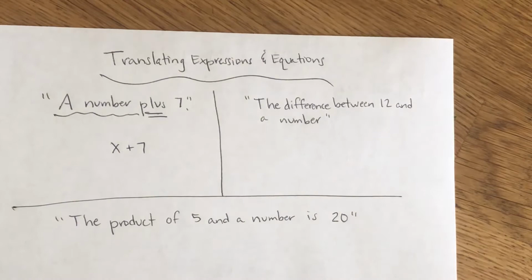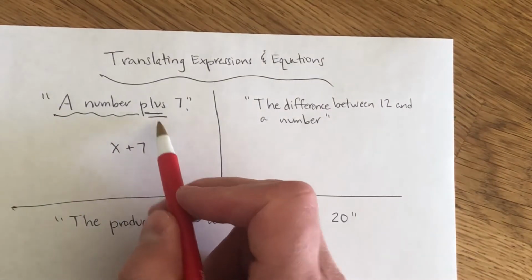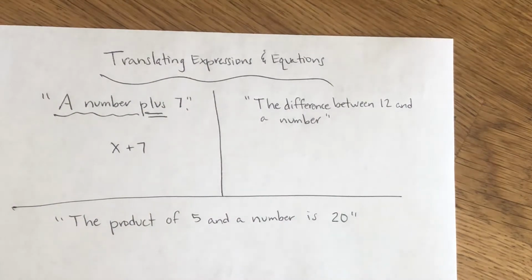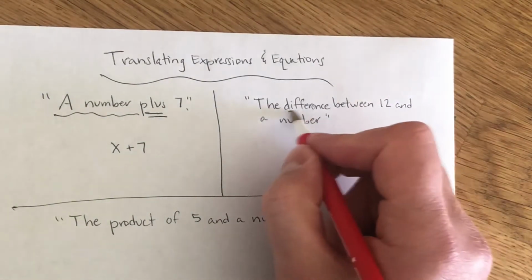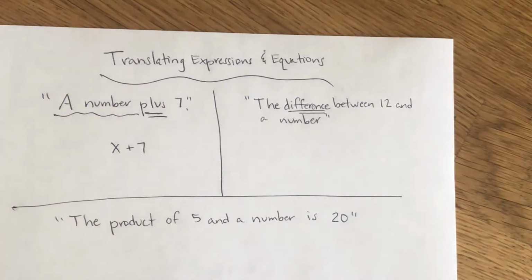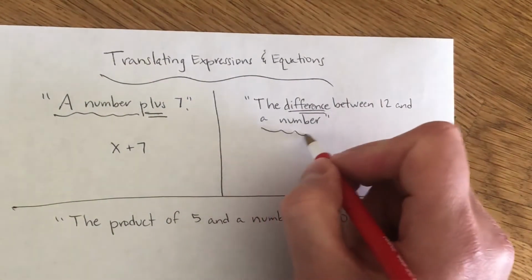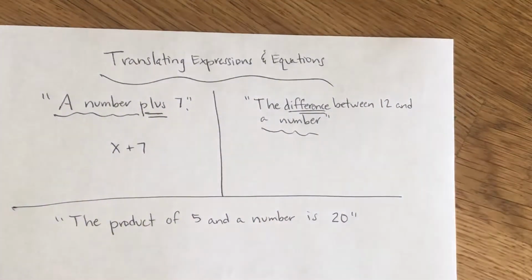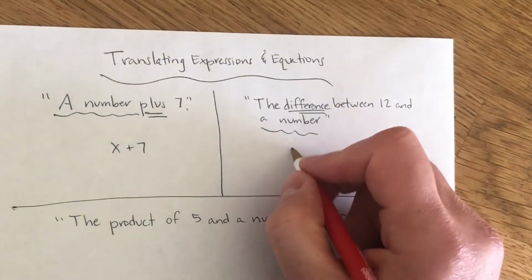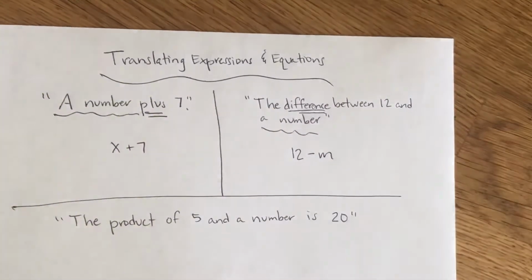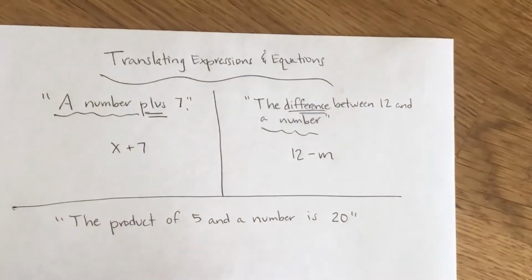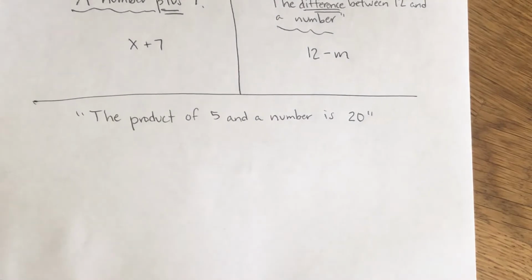Now, next one, the difference between 12 and a number. Well, just like plus told us the operation from the last expression, here, difference tells us we know that means subtraction. And notice we once again see reference to a number. So the difference between 12 and a number could be 12 minus m. These are both expressions because it's a way of communicating something, but we're not actually saying what it equals, so it's not an equation.